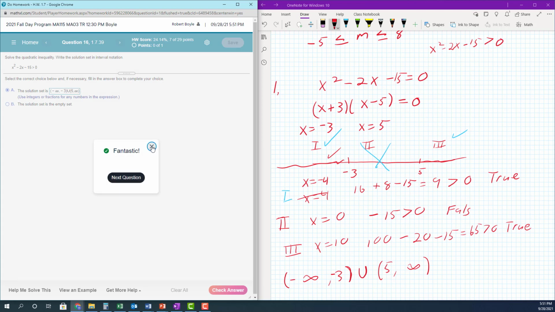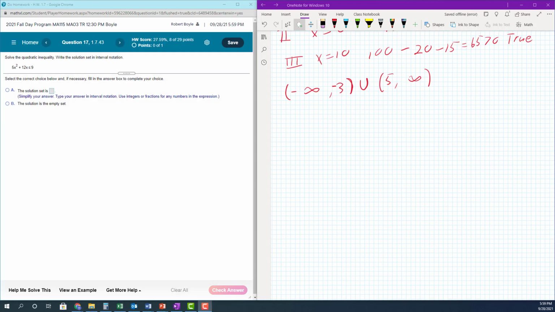Let's see if we have another. Okay, so let's take a look at this problem. Here we have the inequality: 5x squared plus 12x is less than or equal to 9. Now step number 1 is to solve the corresponding quadratic equation. The corresponding quadratic equation is going to be 5x squared plus 12x is equal to 9, or 5x squared plus 12x minus 9 is equal to 0.